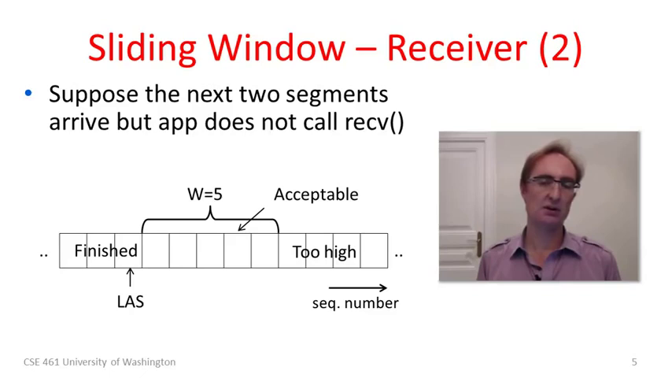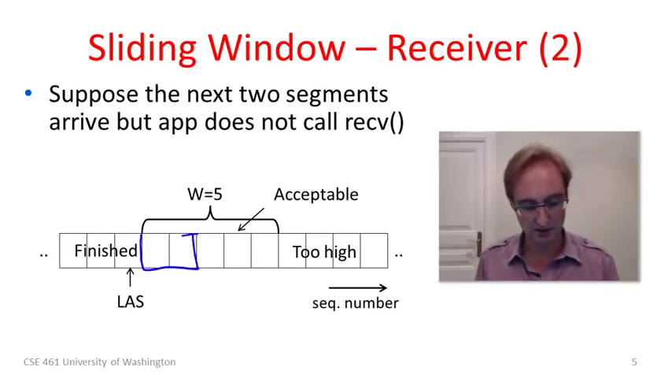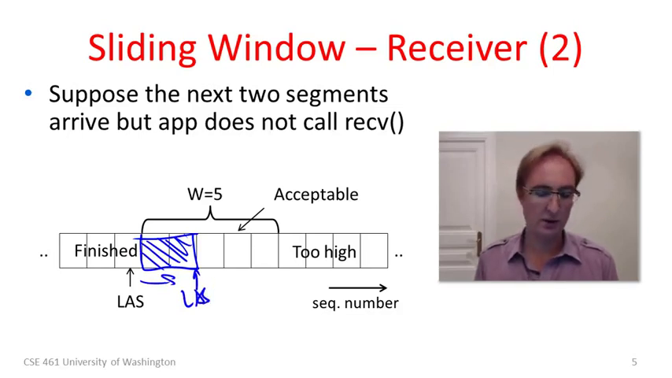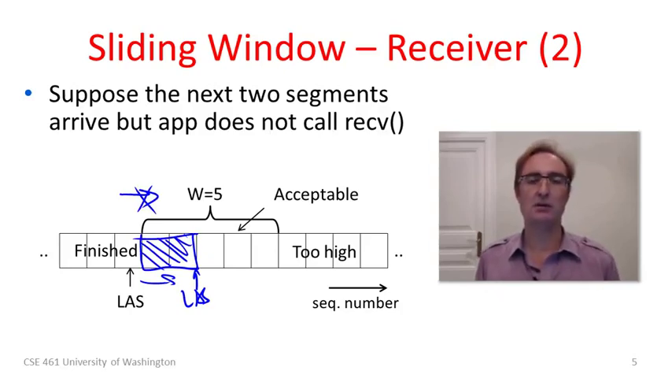Suppose that a couple of segments arrive from the network, but the app is a little slow calling receive, so the transport can't pass them up to the application right away. Maybe the app was busy for some reason. Two segments come in, these two here. Okay, so they're now full. My LAS is going to go on to here. All right, so this is now LAS. However, we can't really slide the window yet because we haven't been able to offload these two segments and pass them to the app. As soon as we've done that, we're fine and we can move the window along. But if the app's slow, we can't send them along yet.